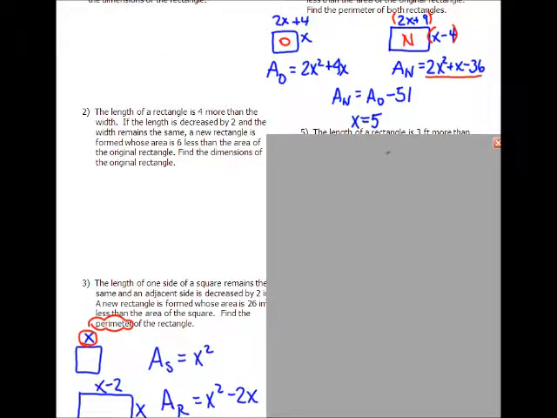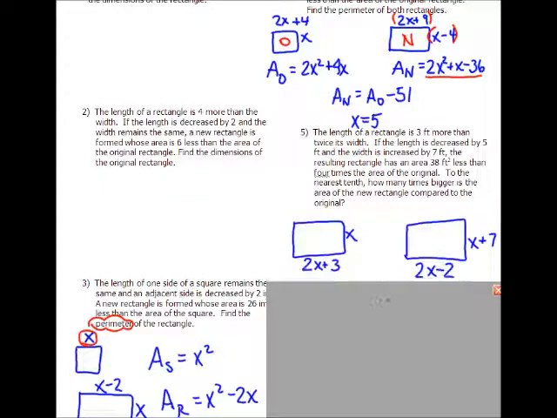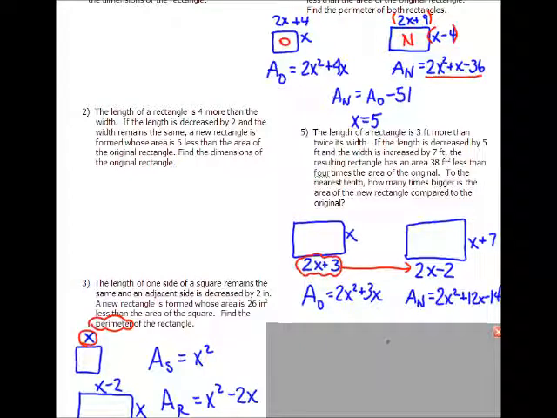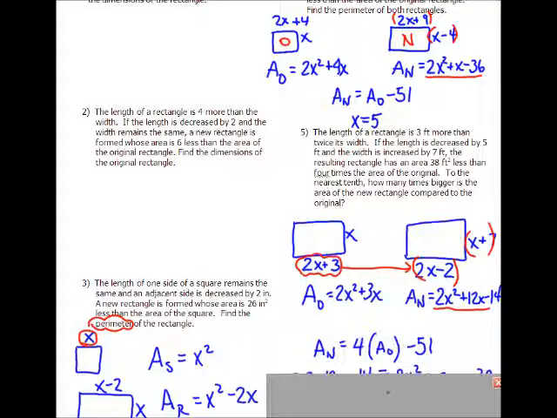All right, so the length of a rectangle is 3 feet more than twice something. So I draw my pictures, 3 feet more than twice again. We have that little twice here, so that's how I get this length. And then the length is decreased by 5, so I have to subtract 5 from 2x plus 3, which gives me 2x minus 2, and the width is increased by 7. So I write an expression for both of those areas, and again, here it's a binomial times a binomial, so you have to simplify it out to get this expression. And I know that the resulting rectangle has an area 30 feet less than 4 times the original.